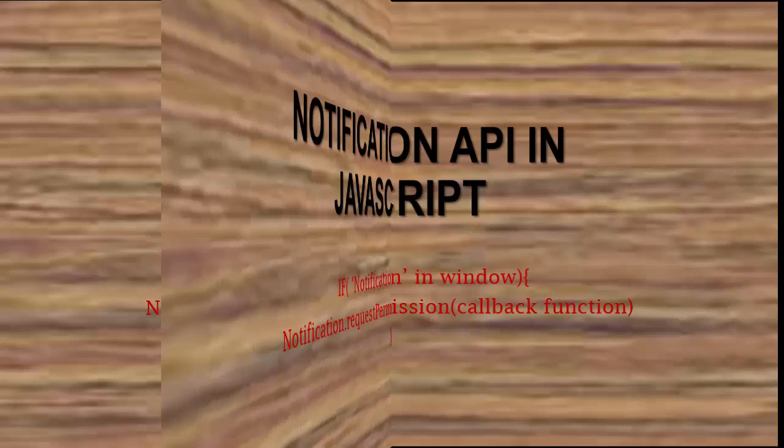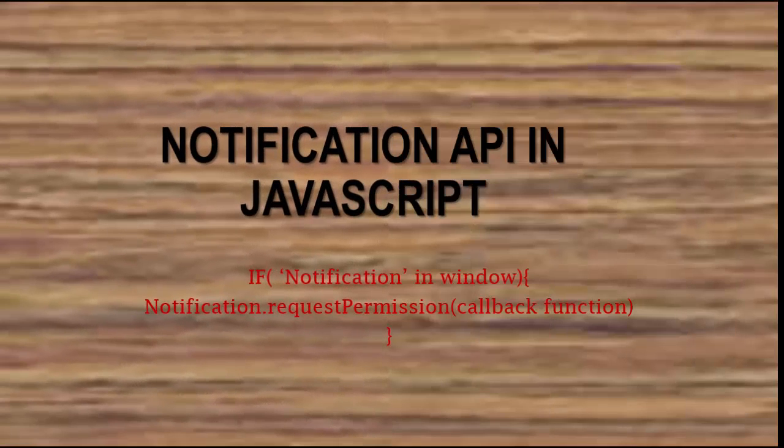So let's get started. The notification API in JavaScript requests permission. It's a notification, but it requests permission. Based on the user's interaction with the permission, the user can choose to allow or deny. So if the user allows, you can do some stuff.